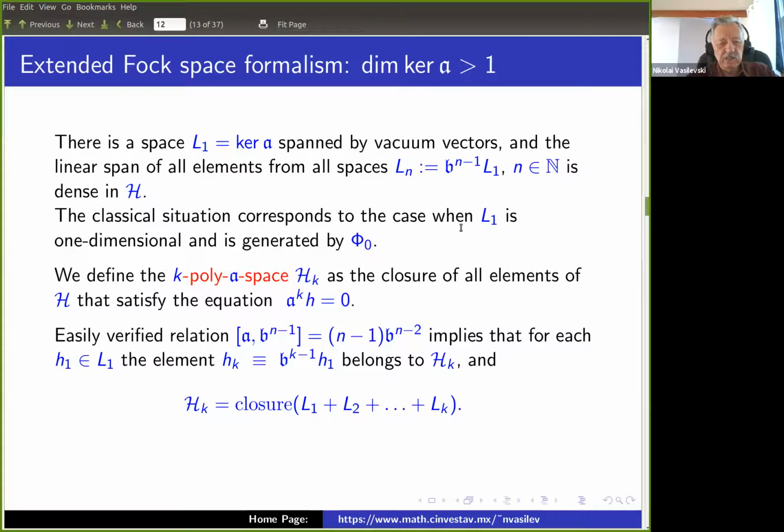One can easily verify this commutation relation. It implies that taking each a1 from the kernel of operator A, the element B to the power k minus 1 applied to it belongs to the k-Pauli space Hk. And this k-Pauli space Hk, in fact, is the closure of the linear sum of L1, L2, and so forth, up to Lk.